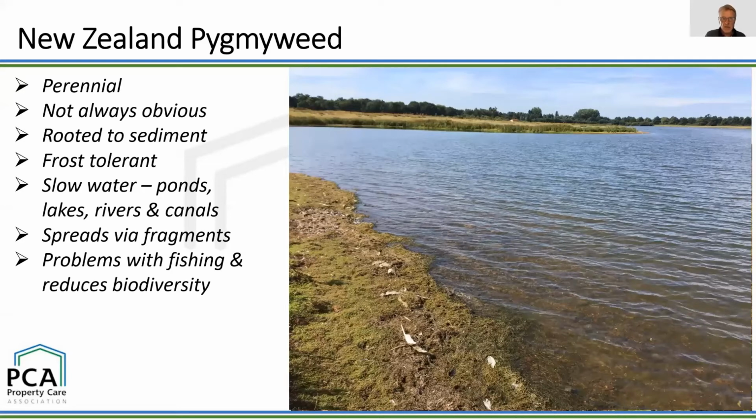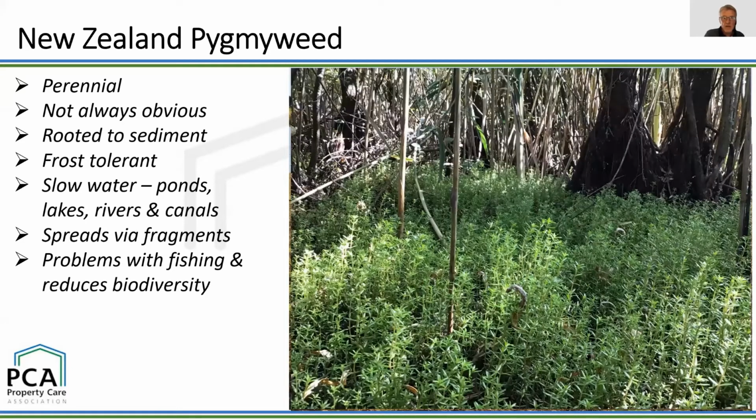And here we see some of the New Zealand pygmyweed being washed up on the shoreline. So you can imagine that being picked up on fishing gear, on boats, etc., and then possibly transported unwittingly to another site where it can establish. It can also form patches within reed beds and damp woodland. And here you see it, it's quite a lush, upright green amongst the reeds.